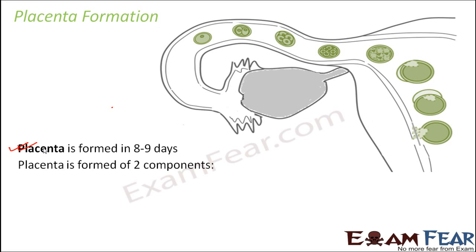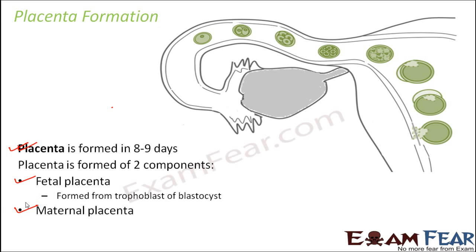Now the placenta structure is composed of two components. What are the two components? The fetal placenta and the maternal placenta. So a part of the placenta will be formed from the fetal body, and a part of the placenta will be formed from the mother's body. And these two components will join together to form what is called placenta. Now let us see what is fetal placenta and what is maternal placenta.